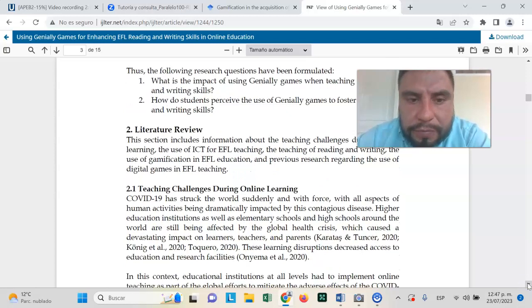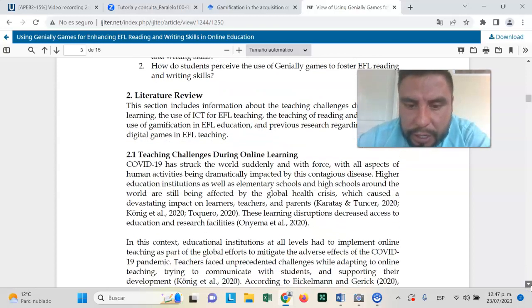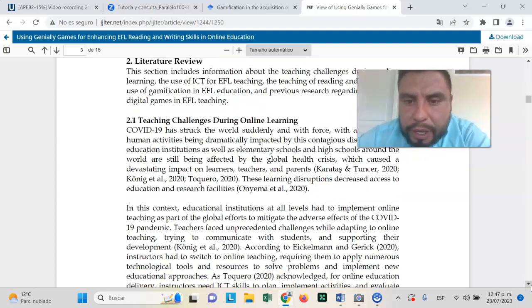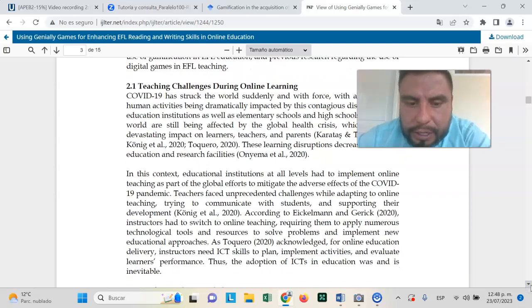Okay, continue with the next part. With the next part of the article, we have the literature review. In the literature review, we have some aspects about how the tests were established or carried out in order to check how successful the test was.